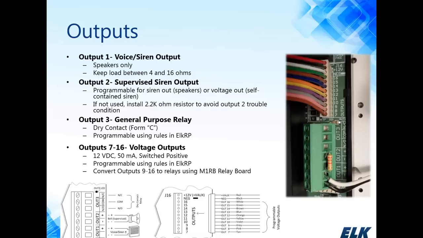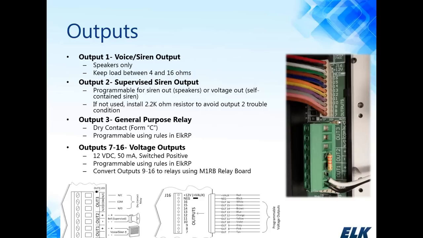If you're not planning on using output 2, it's important to put a 2.2k ohm resistor across output 2 positive and negative to prevent that output 2 trouble condition. Output 2 is supervised, so it's always expecting to see a load there. And it's important to use the 2.2k and not a direct short. A direct short will damage the board. So make sure you're using a resistor there.